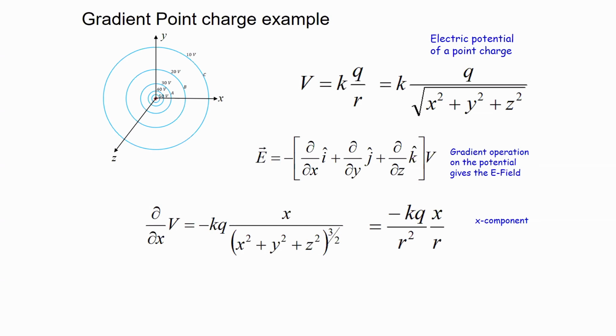So you took the derivative of k times q over the square root of x squared plus y squared plus z squared, with respect to x? That's all it is. If you take this function here on the top right, and take the derivative with respect to x, that's all I'm doing. So V equals k q over the square root of x squared plus y squared plus z squared. This is what I'm taking a derivative of. This is how the electric potential function is defined.